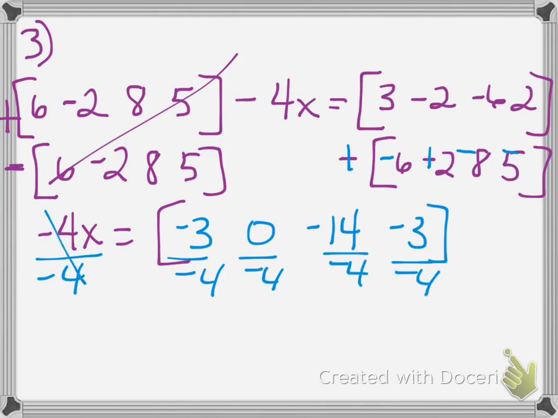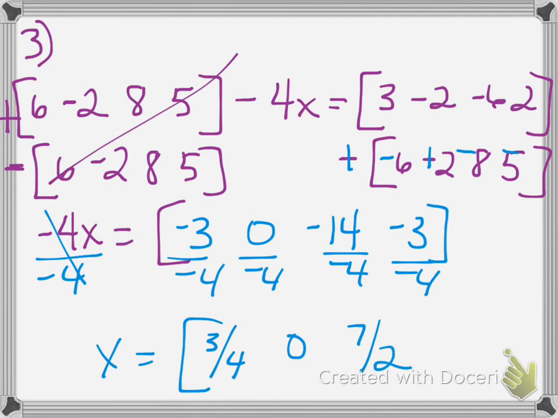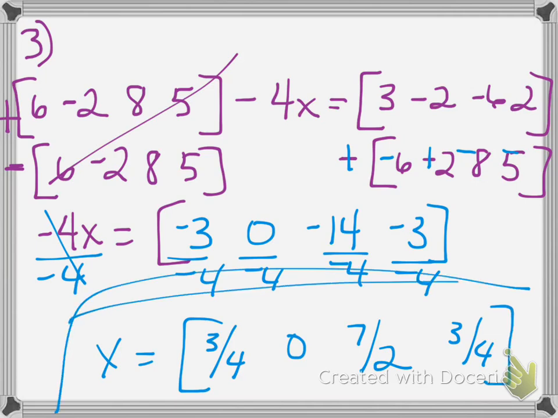Alrighty, dividing. So then x is going to equal negative 3 divided by negative 4, which is 3/4. 0 divided by negative 4 is 0. Negative 14 divided by negative 4 reduces to 7/2. And negative 3 divided by negative 4 is 3/4 here. So at this time, I have completed and I've solved for x.